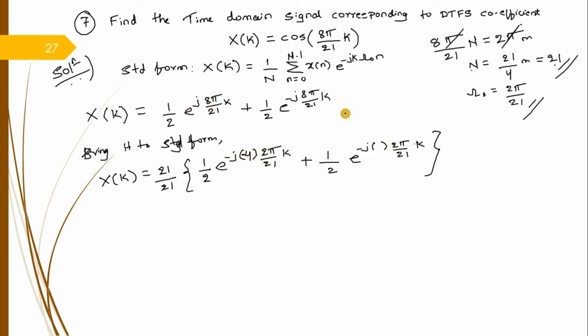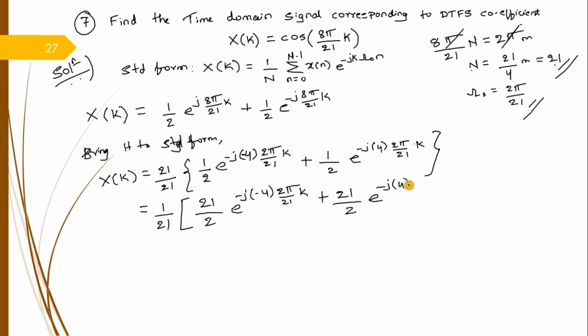Similarly here, the minus sign is already there, I only need to match with a number, so I write it as plus. Now you can compare this. Here 1 by 21 is there in the standard form. Now what is there? The 21, I'll take it inside: 21 by 2 e raised to minus j, minus 4 is the value of n, 2 pi by 21 k. 21 by 2 e raised to minus j, n value is 4, 2 pi by 21 k.